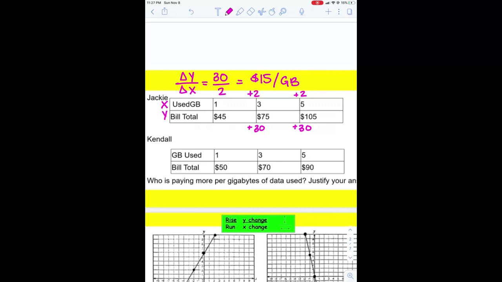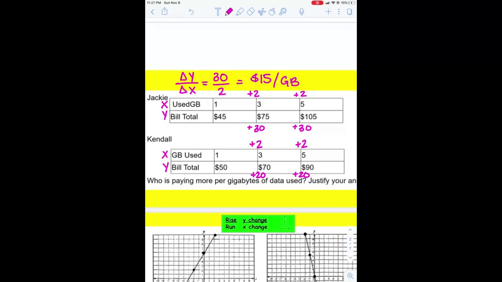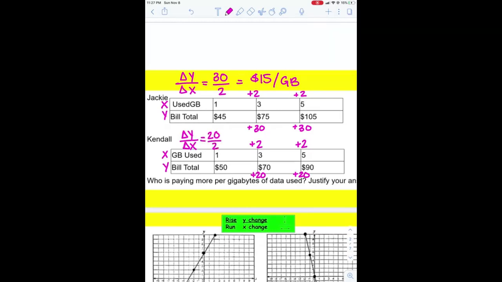Now we're going to look at how much Kendall is paying. And I see again that my top row changes by 2 every time. But this time my bottom row is only changing by 20. So I'm going to take my change in y over my change in x, which my change in y every time is 20. So I do 20 over 2.